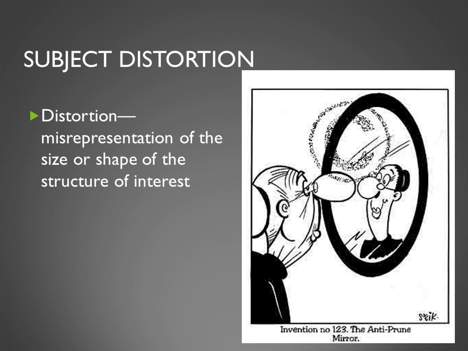Subject distortion. Distortion is misrepresentation of the size or shape of the structure of interest. So a little bit later, like I said, this one also has its very own chapter. We kind of discuss magnification, and it's why we do obliques for apophyseal joints.